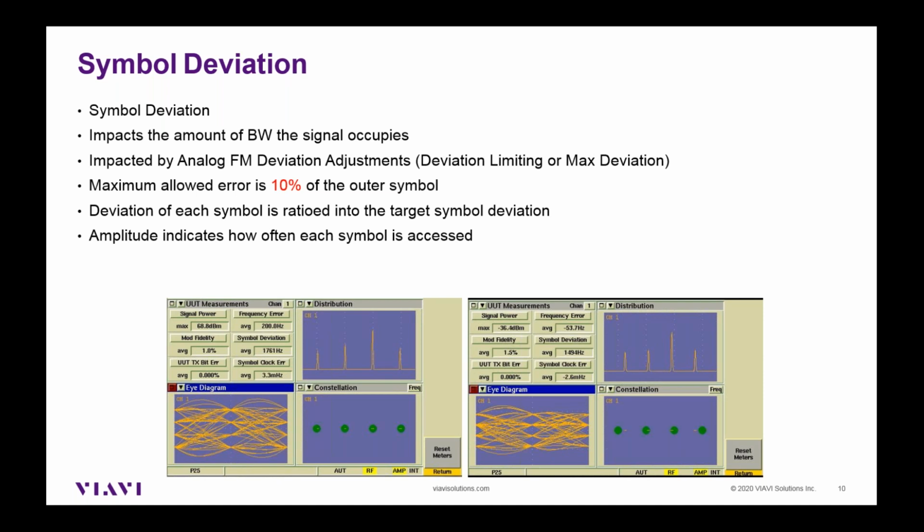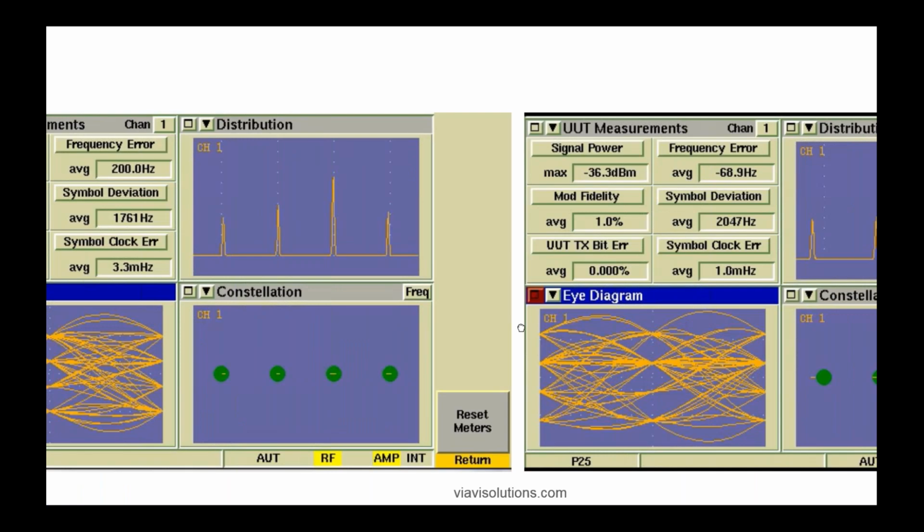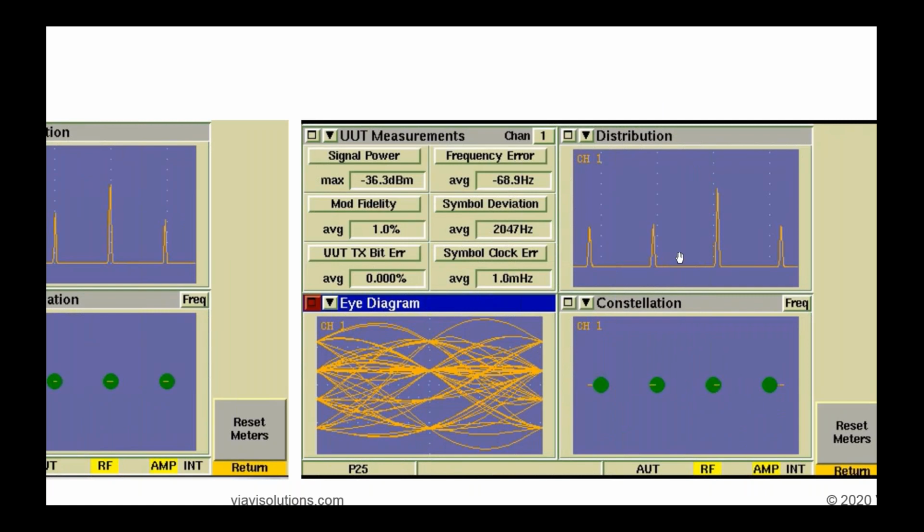In DMR, 1944 hertz is the outer symbol, so it would be 194 hertz in that case. So the deviation of each symbol is ratioed, and I'm going to zoom in on this. That froze it. So again, this is the good signal, and this is a case where the symbol deviation symmetry is not right, so the symbols don't line up on the dotted lines.